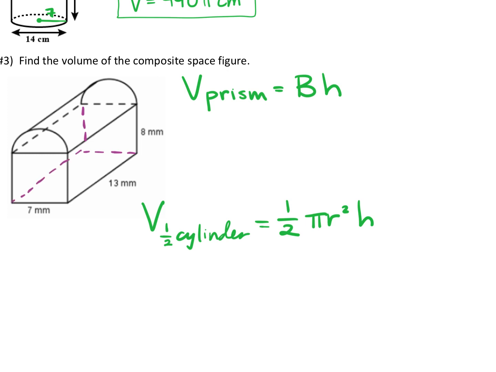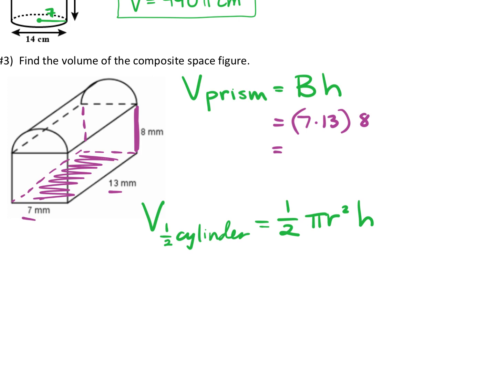Wait, so would we multiply 7, 13, and 8 to find the volume of the prism? Okay, so if we're looking for the prism right now, I'm gonna use the bottom as my base, right? So the area of that base is 7 times 13, right? That's B. H is the distance between that 7 by 13 and 7 by 13. So that's the 8. So you just multiply the 3 dimensions in a prism, okay?